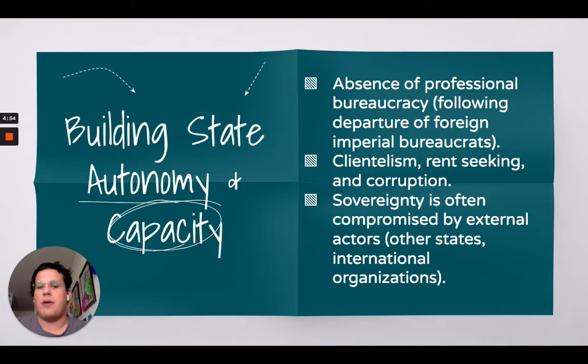So developing countries are going to have an absence of professional bureaucracy following the departure of foreign imperial bureaucrats. They're going to have this lack of administrative power because they don't know how to rule themselves. There's also clientelism, rent-seeking, and corruption in the handling of state jobs and revenue. Sovereignty is also going to be compromised by external actors, such as other states and international organizations, who are going to be looking to profit themselves instead of actually helping out the state at hand.